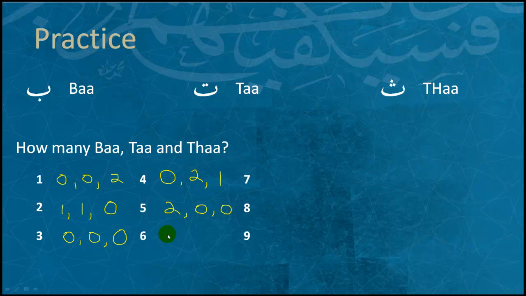Okay, how many bas? One ba. It's in the beginning. Okay, how many tas? Well, it sounds like there are two. Okay, but this very heavy letter is a letter we're going to cover later.